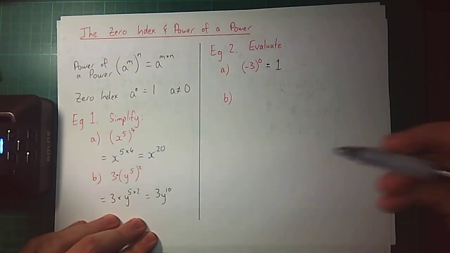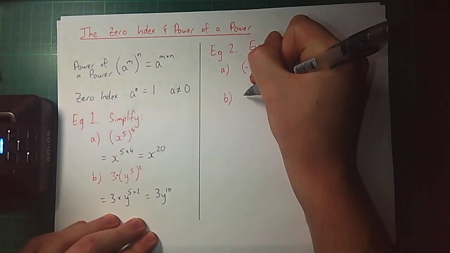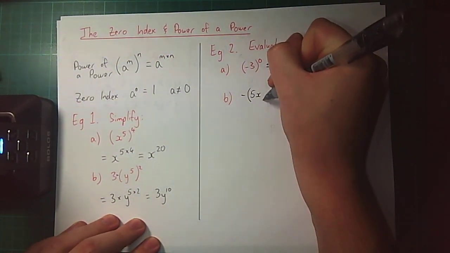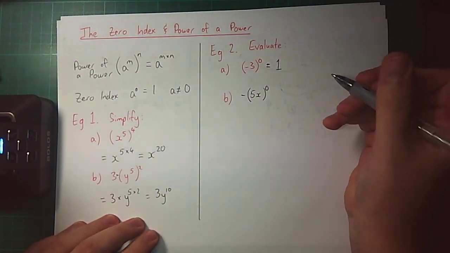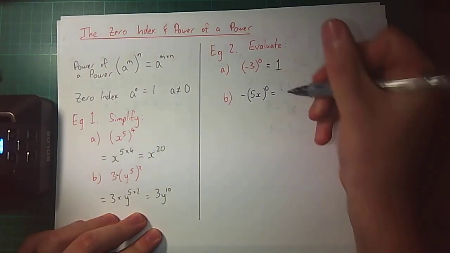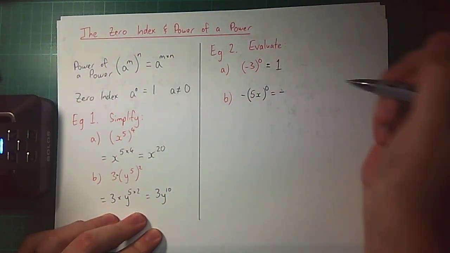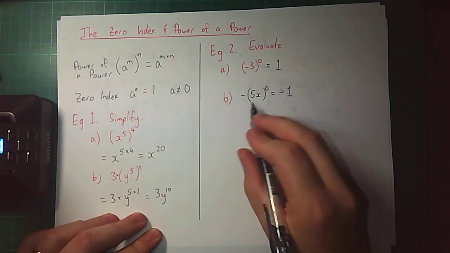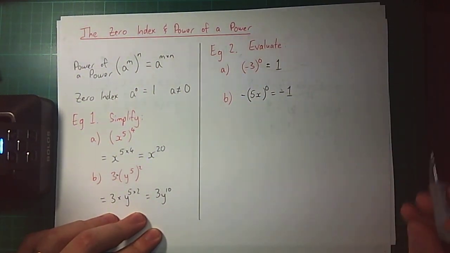For part B, our example is negative, outside of 5x to the power of 0. So in this instance, that negative actually isn't part of this, so that's going to be there. And then all this will turn into a 1, so we're going to have negative 5x to the power of 0 is equal to negative 1.